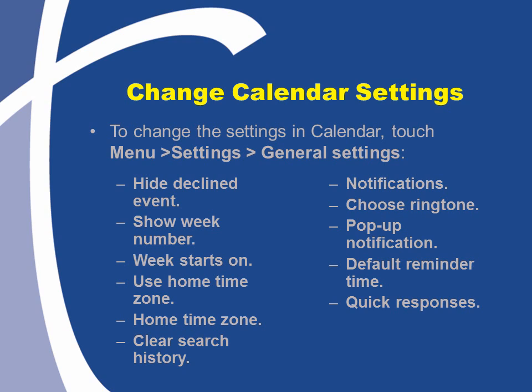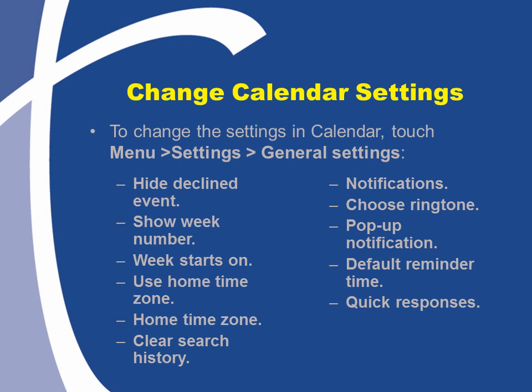And so what you want to be able to do is, if you've declined an event on your phone, you want to make sure that you're able to hide it. You might be concerned about what week number it's on or when your work week starts, specifically on how it shows on your phone.